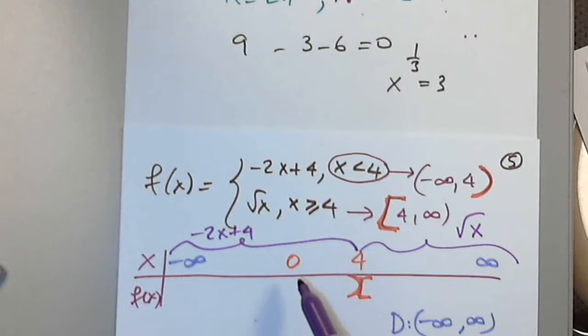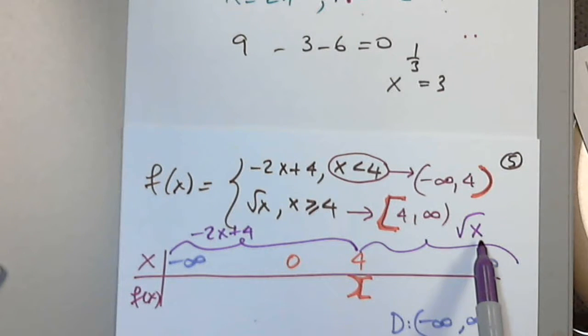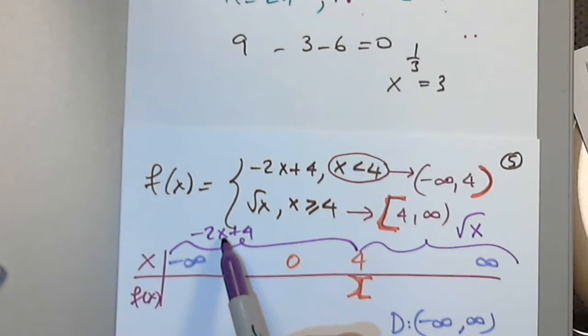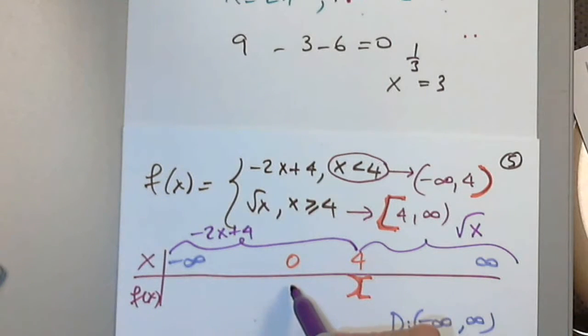So now, obviously, this is a linear, and this is square root. So linear, I plug in 0. What do I get?